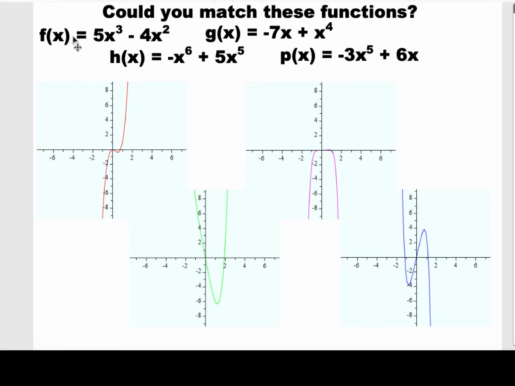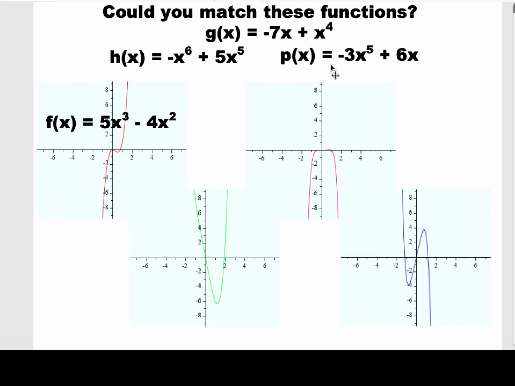If we take a look at f of x up here, 5x to the third. Well, I know we're an odd degree, so I would say that f of x is either going to be this red graph or this blue one. Odd degree, right? And I'm ignoring the minus 4x squared. It's that odd degree, x cubed, that matters. Well, a positive 5 tells me again we're going to fall to the left, rise to the right. I would say this red graph over here is a good one.